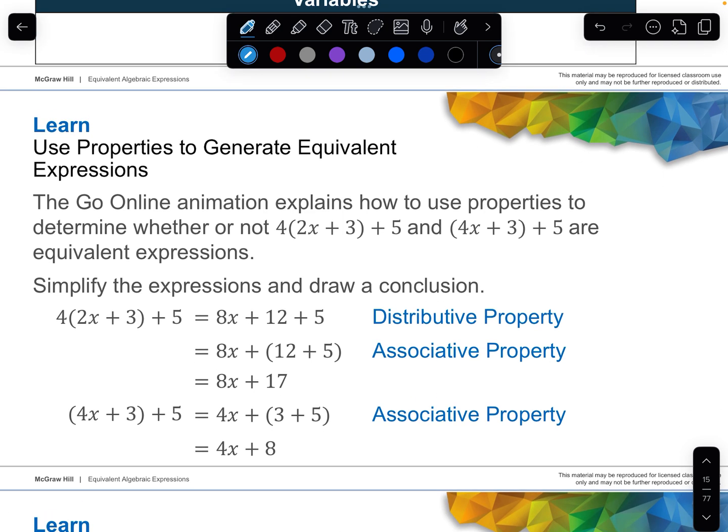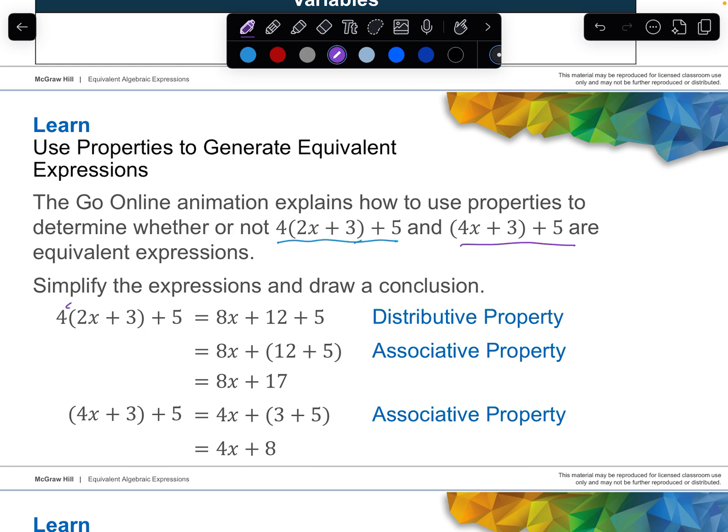So let's look at how we use the properties to determine whether or not 4 times (2x + 3) + 5 and 4x + 3 + 5 are equivalent. We're going to simplify the expressions and draw a conclusion. Let's look at the first expression on the left, 4 times (2x + 3) + 5.